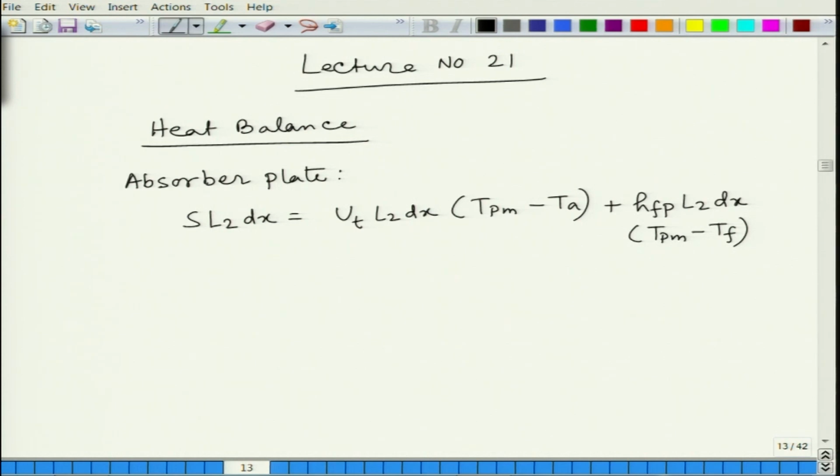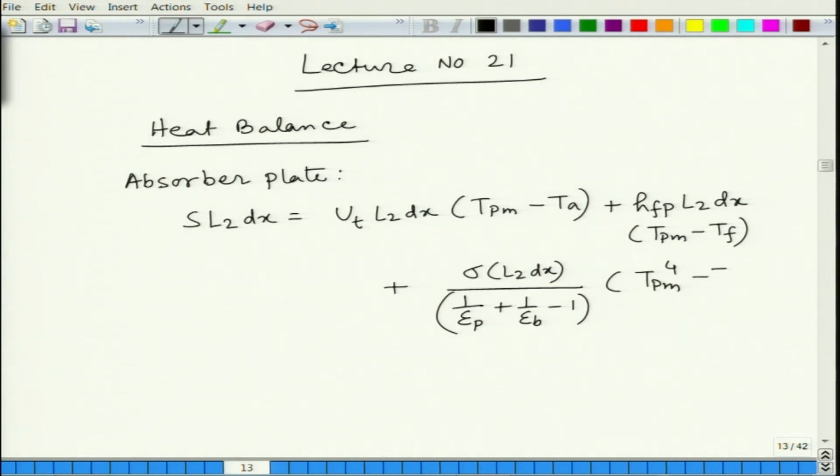Now, another term we have here is the radiative heat transfer between the absorber plate and the bottom plate. What is that? The L2 dx area term is common to all the different heat transfer terms, and we have two emissivity terms, epsilon_p and epsilon_b, for the plate and the bottom plate, and it will be multiplied by the difference in the fourth power of temperatures between the absorber plate and the bottom plate. So, this is basically the heat balance for the absorber plate.